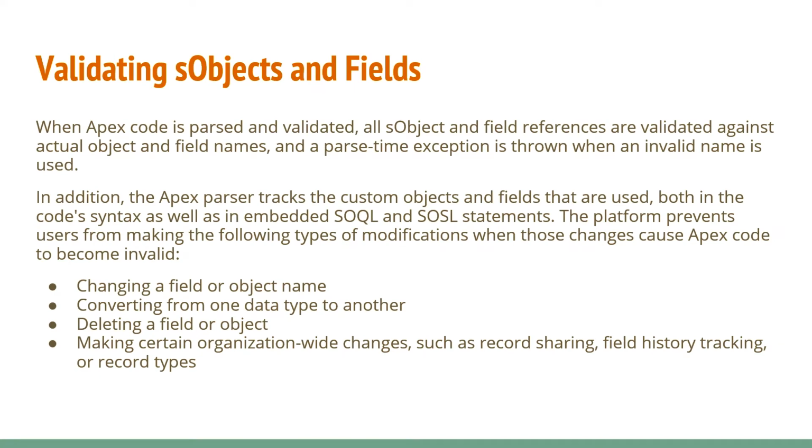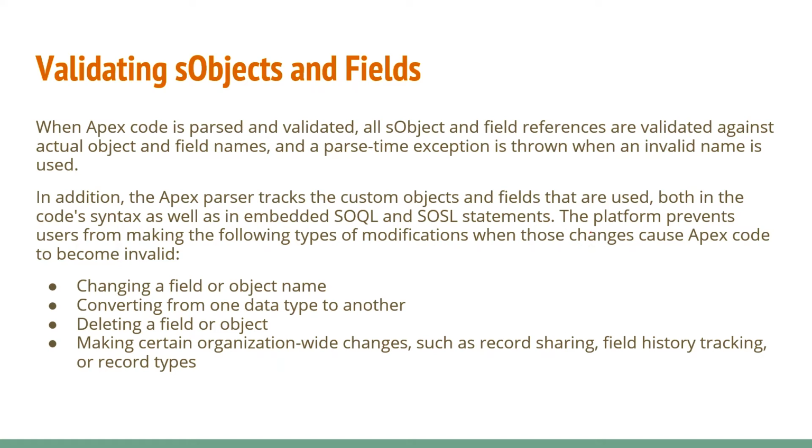Next is validating sObjects and fields. When Apex code is parsed and validated, all sObject and field references are validated against actual object and field names, and a parse time exception is thrown when an invalid name is used. If we use any different name while extracting data using SOQL, then this particular error or exception will happen. In addition, the Apex parser tracks the custom objects and fields that are used, both in the code syntax as well as in embedded SOQL and SOSL statements.